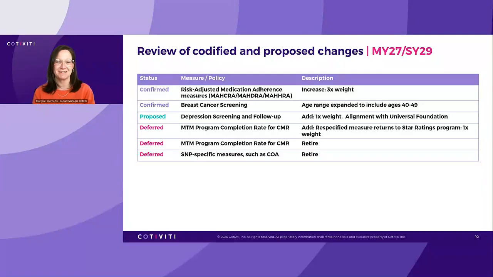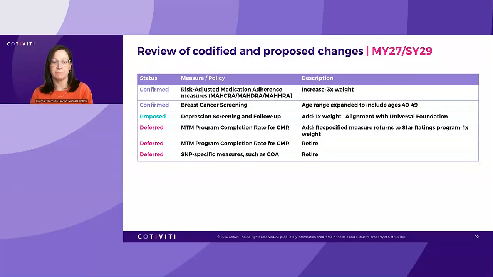Moving right along, let's take a look at measurement year 27 or STAR year 29. So those risk-adjusted measures that entered the program last year will now increase to a weight of 3 each. The breast cancer screening measure's eligible population was expanded to include 40 to 49. BCS then completed its 2 years on the display page, and that expanded age is now ready to enter the star ratings program in MY27.